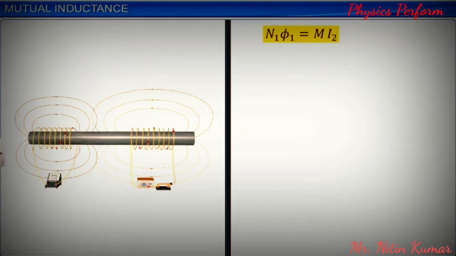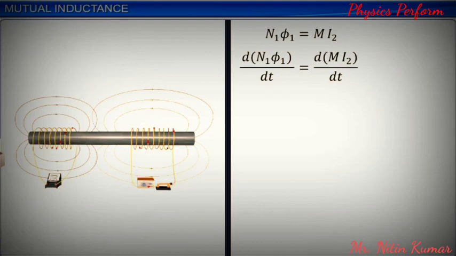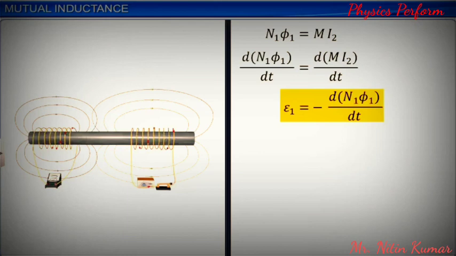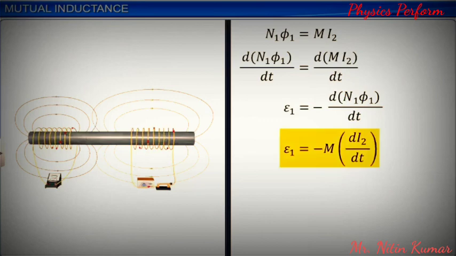The rate of change of current is related to the rate of change of flux. This means that d N1 phi1 by dt is equal to d M I2 by dt. The EMF induced in coil C1 is given by E1 is equal to minus d N1 phi1 by dt. This implies that E1 is equal to minus M dI2 by dt. Remember, only flux and current change. Hence, M is a constant. This equation shows that a varying current in a coil can induce EMF in a neighboring coil.